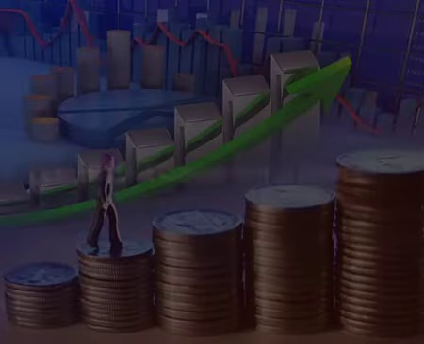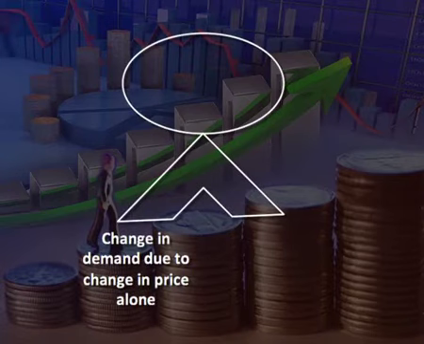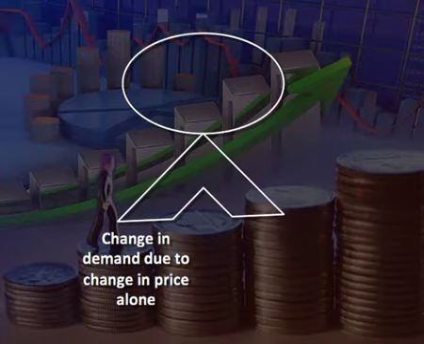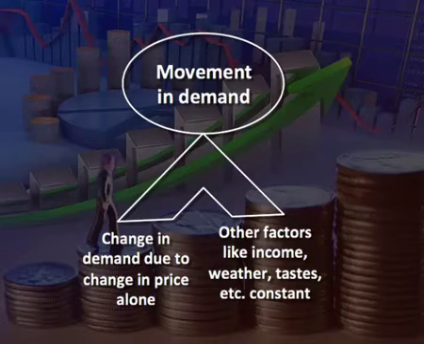Whereas, if the buyer moves from one demand curve to another, it is called shift in the demand for the commodity. Now, what do you mean by extension and contraction in demand? When quantity demanded of a commodity increases or decreases due to change in price of that commodity only, other things remaining constant, the buyer moves at different points on the demand curve. It is called extension or contraction in demand.